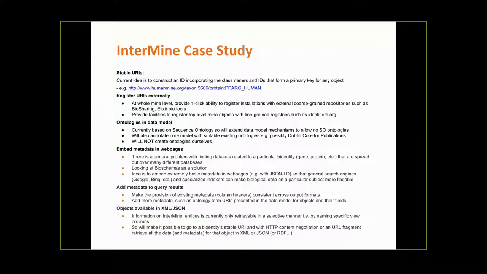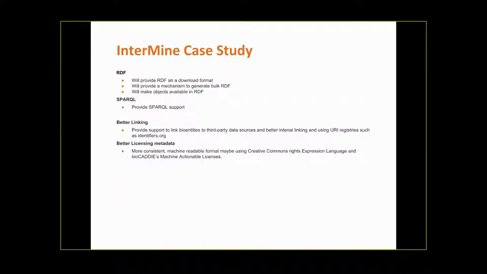So add more metadata such as ontology terms and URIs, and present it in the data model for objects in their fields. They also want to make objects available in XML and JSON formats. They're also looking at integrating RDF into the software, which will improve the interoperability with other systems, as well as SPARQL support. And last but not least, better licensing metadata. So they were looking at machine-readable formats such as Creative Commons Rights Expression Language and BioCADDIE's machine-actionable licenses. They've been working on these for quite some time and are making good progress. And for them, the focus is on improving the systems that support the fairness of the data, as opposed to looking at the data.